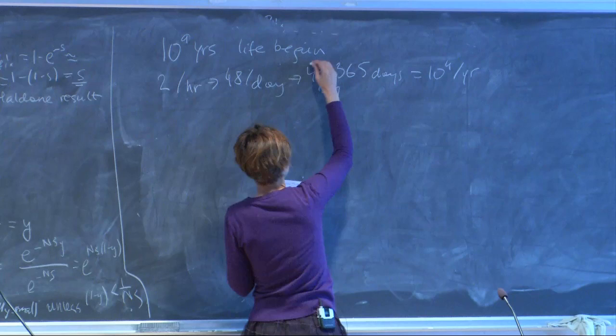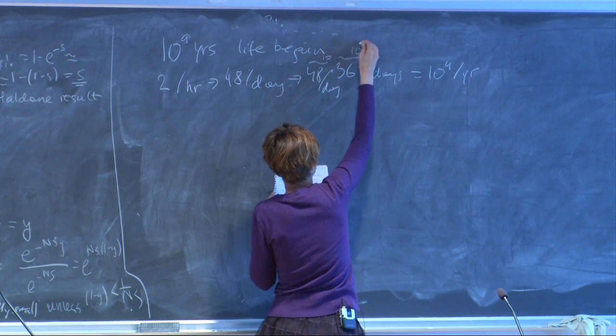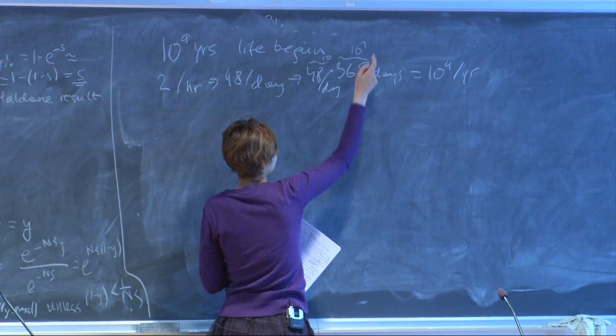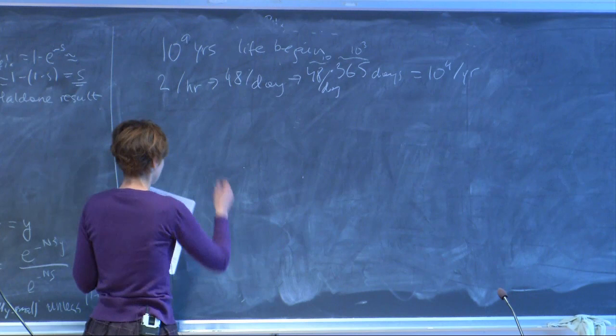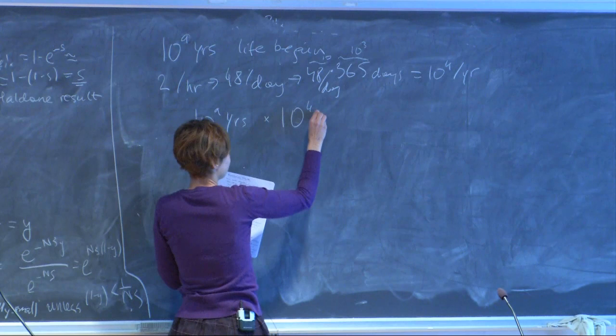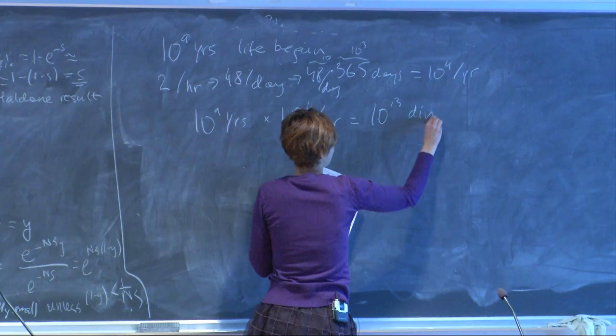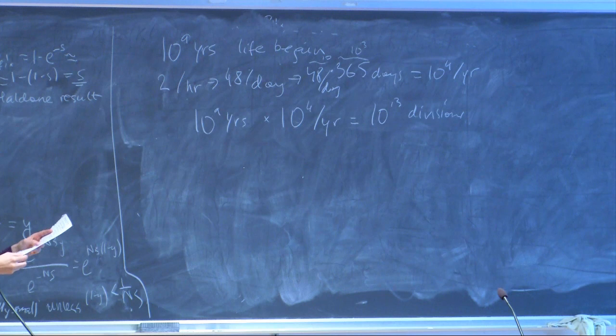This is what you get from multiplying these numbers. If you say this is about 10 and this is about 10 to the 3, you get that. Or if you say this is 10 squared and this is 10 squared, you get that. But if you actually multiply these numbers, you get something close to 10 to the 4th. Not that it matters for this level of bullshitty estimate that we're doing. So we have 10 to the 9 years times 10 to the 4th divisions per year, which gives us 10 to the 13 divisions since life began. Sorry, these are just the number of divisions for one lineage.